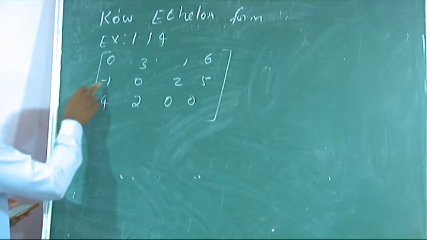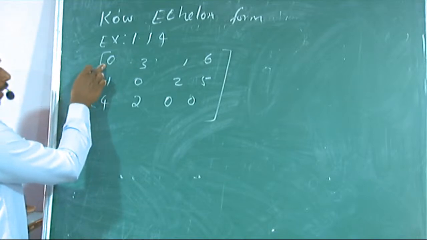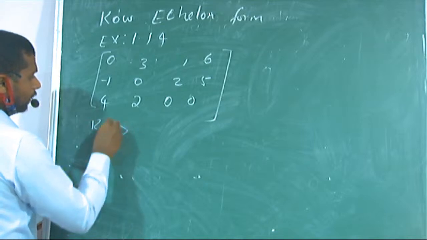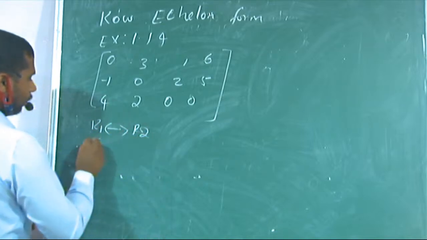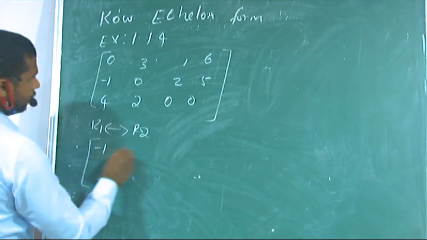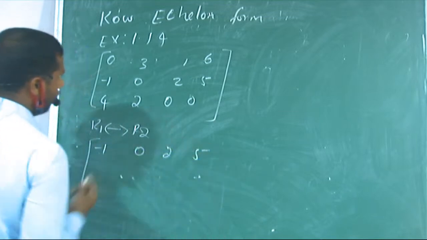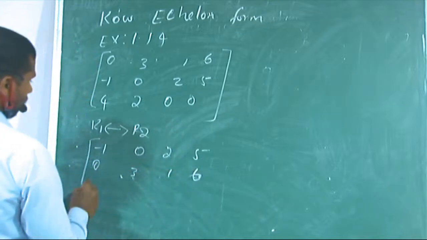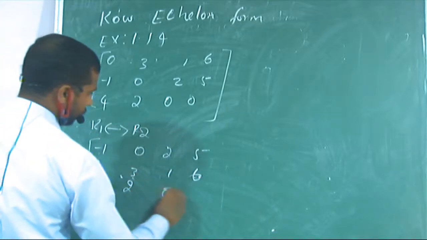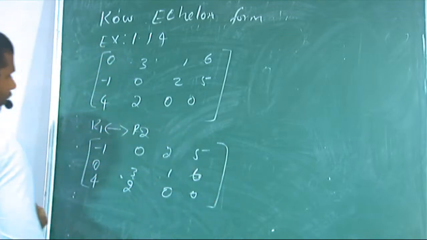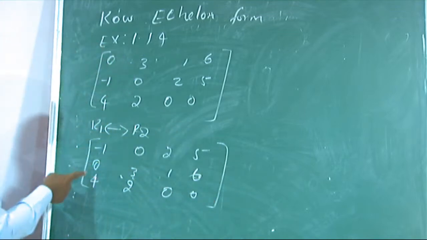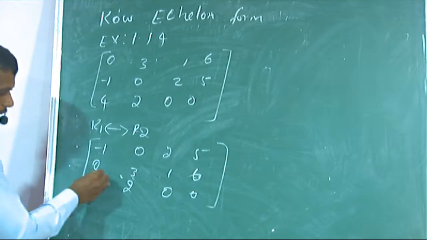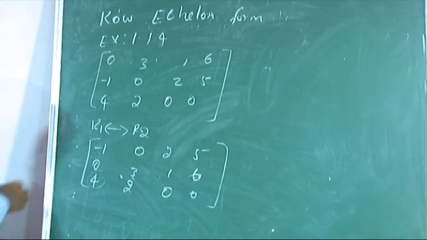We have to interchange because the starting term is 0. Just interchange R1 and R2. What will happen? R1 interchange R2 gives minus 1 0 2 5, next 0 3 1 6, again 4 2 0 0. Then we have the non-zero term, and under it we need to show 0. Already there is 0 in the second row, but in the last row we have to show 0. There is 4 there.